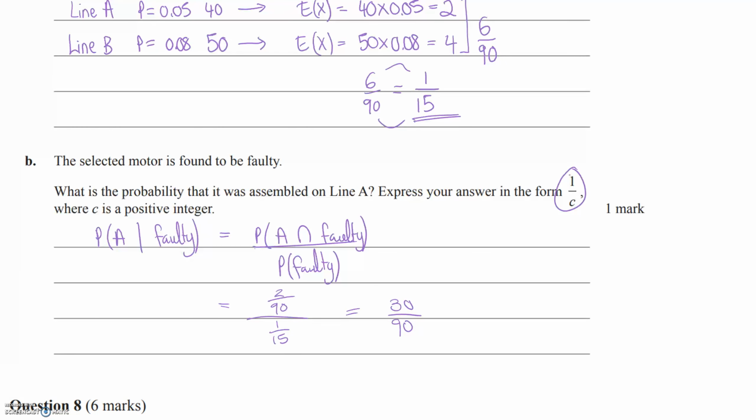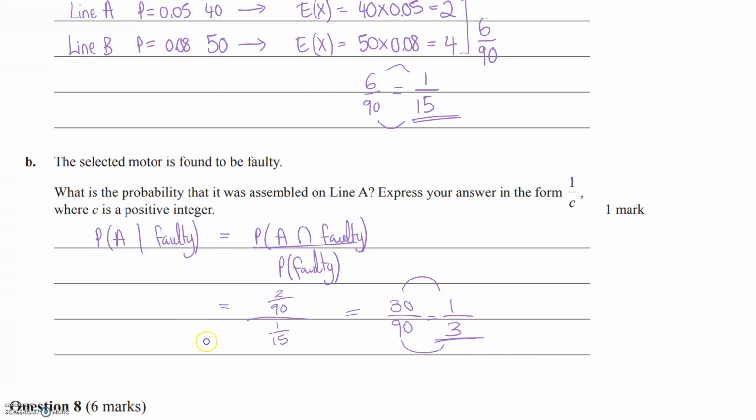But again, we need it in the form with the 1 on the top, so we're dividing by 30 on the top, get 1, divide by 30 on the bottom, we get 3. There's our answer. 3 nice, easy marks.